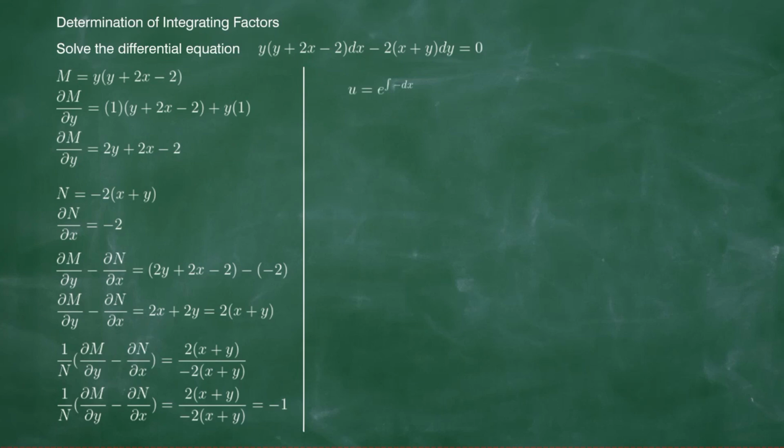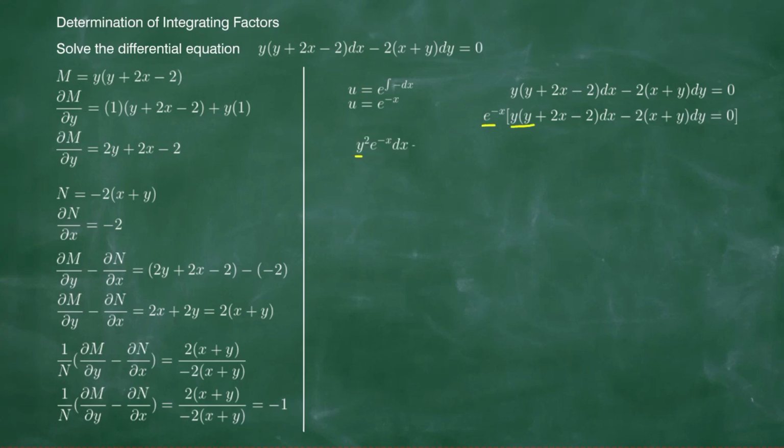The integrating factor u is equal to e to the integral of negative 1 times dx, or negative dx, which is u equals e to the negative x. Then we multiply this to the original equation. We have e to the negative x times the original equation: y times y, that's y squared, times e to the negative x, so we have y squared e to the negative x dx.